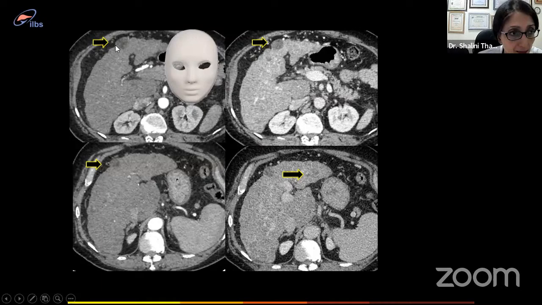There is no obvious arterial enhancement in this lesion. Look at the portal venous phase. There is no capsule, no washout. There is no apparent area of a tumor-like lesion. Why? Because it is being masked by the fat within the tumor. So this patient had NASH. This patient had fat within the liver itself.